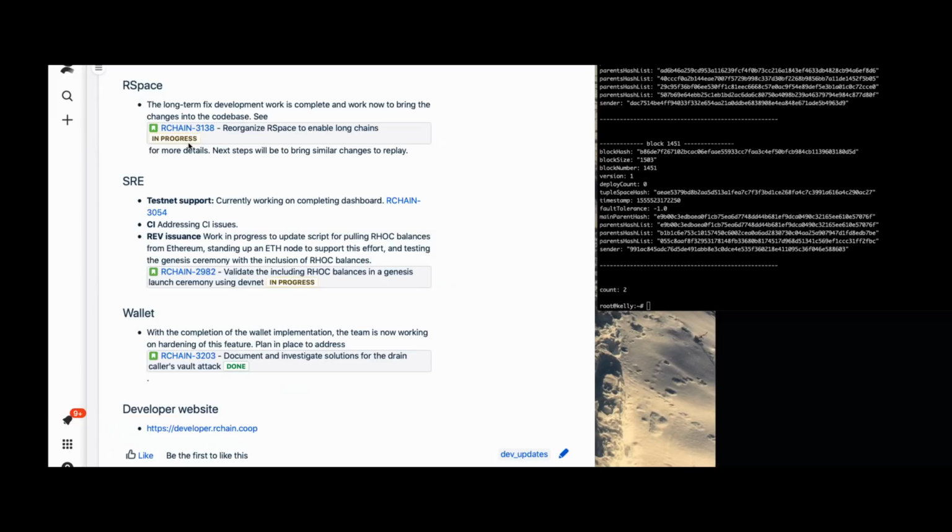And then after that, there are some small steps, much smaller than the renovation of our space, but similar. We'll need to take some similar steps to bring changes into replay, and that's what the team is planning for at this point.